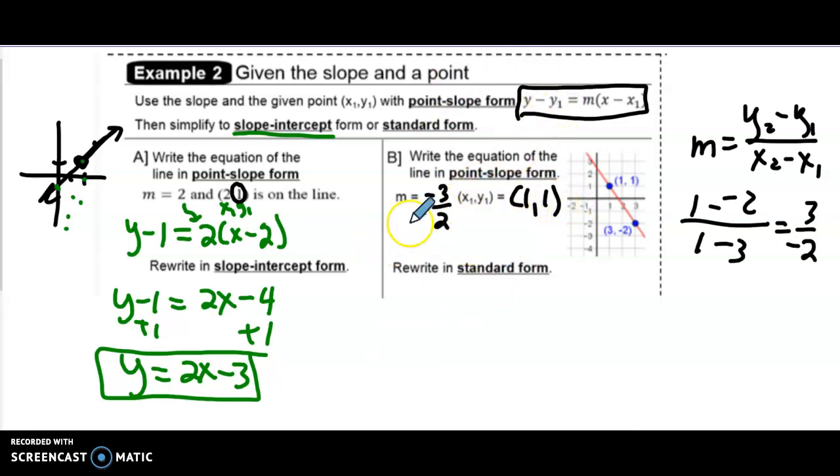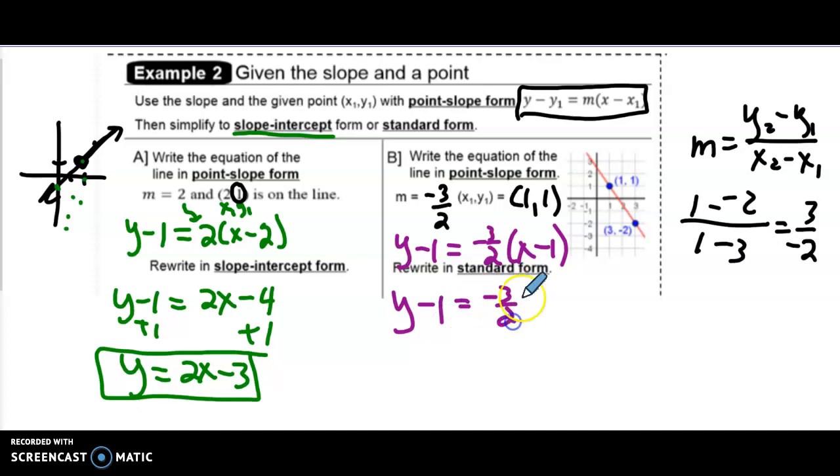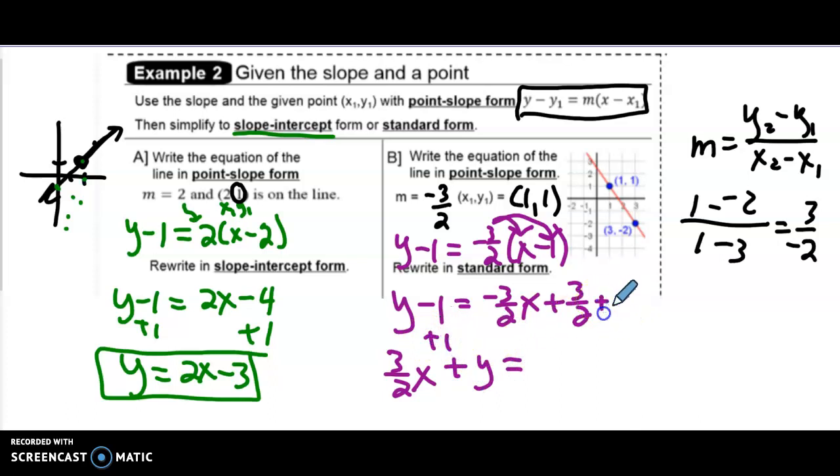They're both the same. I'm going to take y minus the y-coordinate equals slope times x minus the x-coordinate. I will distribute through: -3/2 x plus 3/2. Okay, be careful. I'm taking -3/2 times x. -3/2 times -1 is +3/2. Now, they want this in standard form. So I'm going to add the 3/2 x over here, and I'm going to add the 1 onto the other side. Okay, add 1 here.